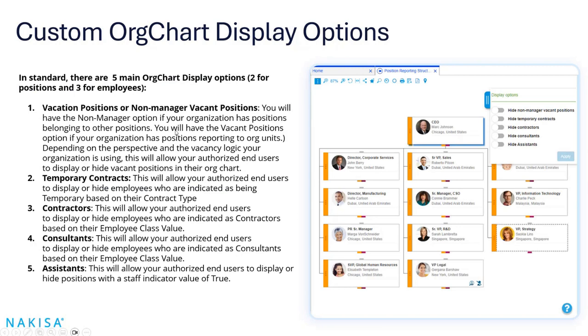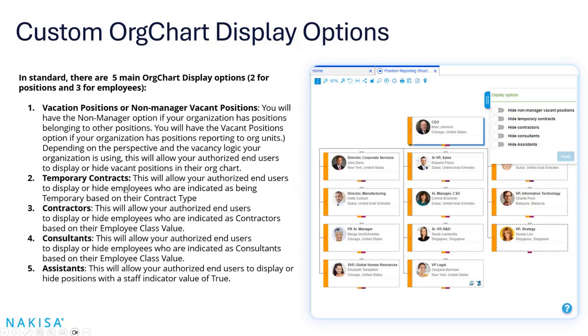So these are the 5 display options that are available in the standard pre-configured out of the box. One is called non-vacant. This is vacant positions or non-manager vacant positions. I will update the caption later on. But basically, these options are to be able to hide or unhide vacant positions. And depending on the profile, if you have an organizational structure versus a position structure, you may have slightly different captions, the way it's displayed.